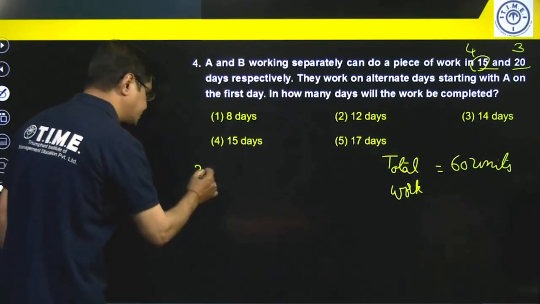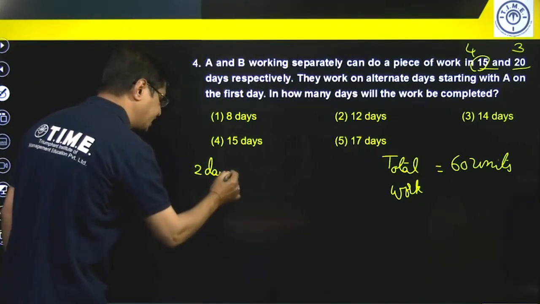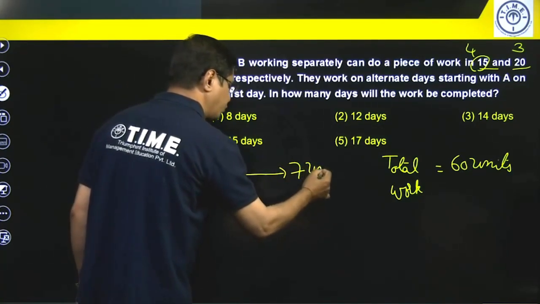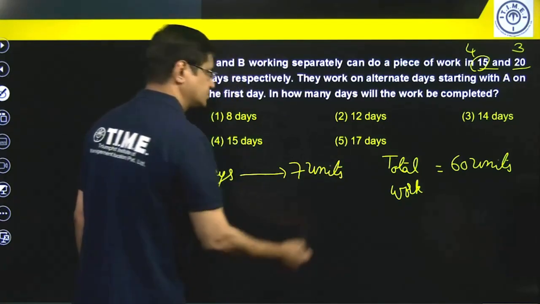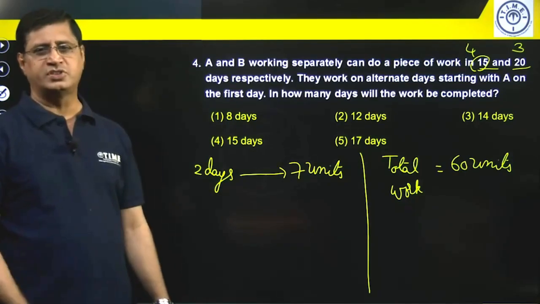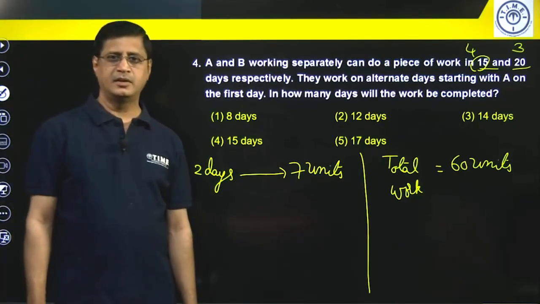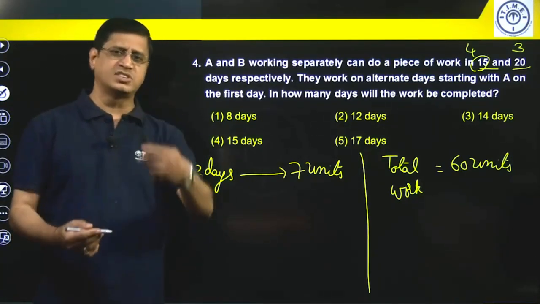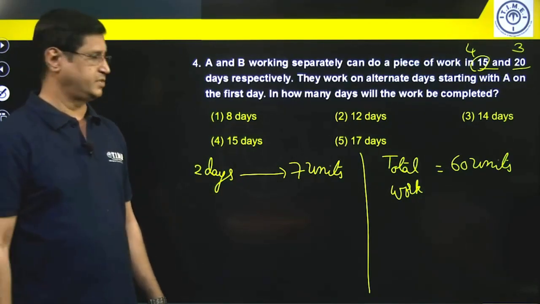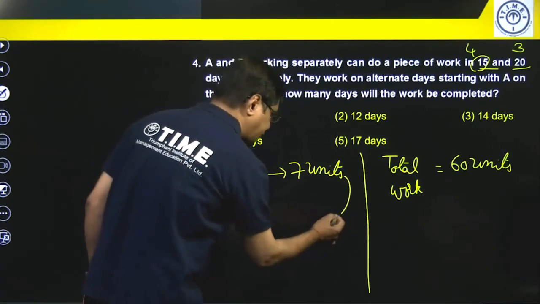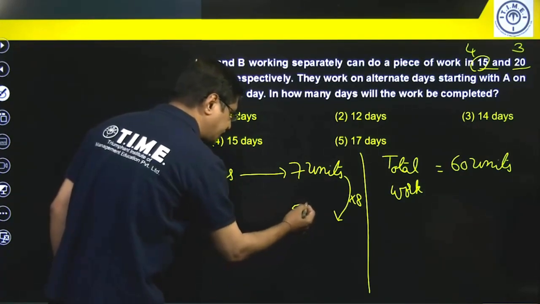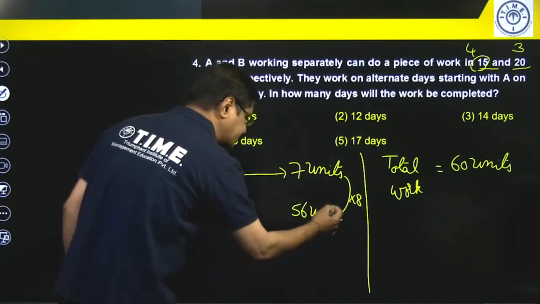Here, in 2 days, they can complete 4 plus 3, 7 units of work, whereas the total work is 60 units. How many times of 7 is equal to 60? 60 is not exactly divisible by 7. So what is the closest value which is a multiple of 7? 8 times of 7 is equal to 56. So 8 times 7 means we need to repeat the same work 8 times. 8 times is equal to 56.